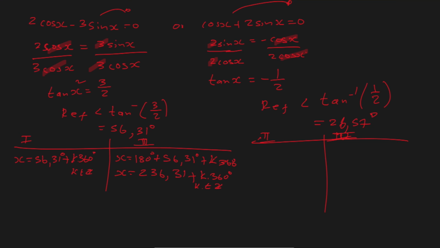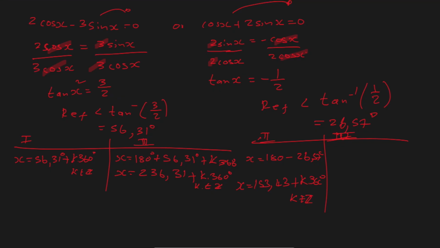Okay, so now we can say, on the second quadrant, remember on the second quadrant we have 180 minus. So that is going to be 180 minus 26.57 degrees. So if we just put that in our calculator, 180 minus 26.57, that is going to give us x is equivalent to 153.43. But now don't forget to say plus k times 360, and then k is an element of integers. The very same thing you do for the fourth quadrant.